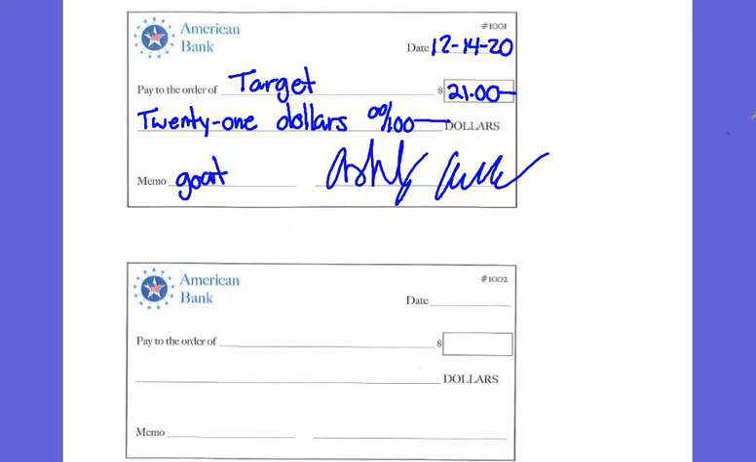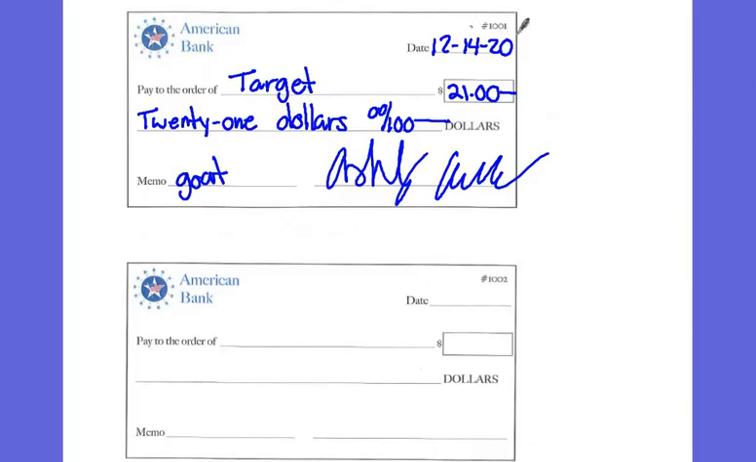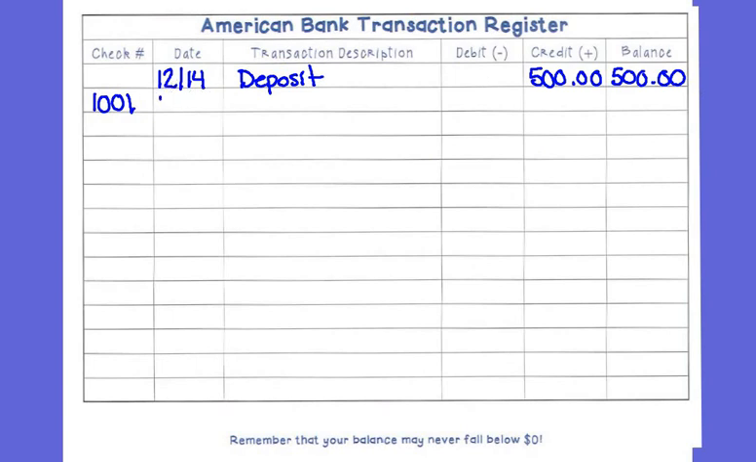Okay? But I'm not done. I still show that my bank account has $500. Is that true anymore? No. I just wrote a check. My check number that I wrote was check 1001. It was written up here, my check number. And I wrote that check today.